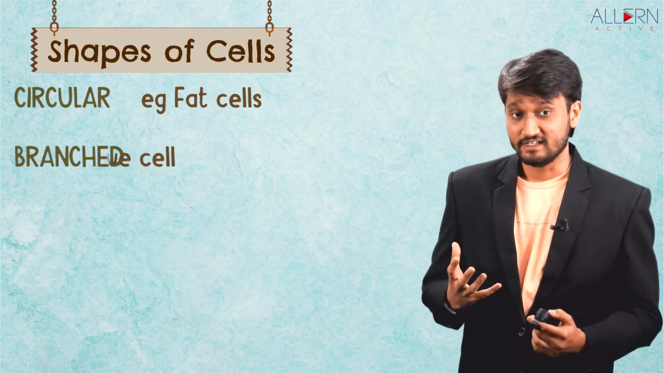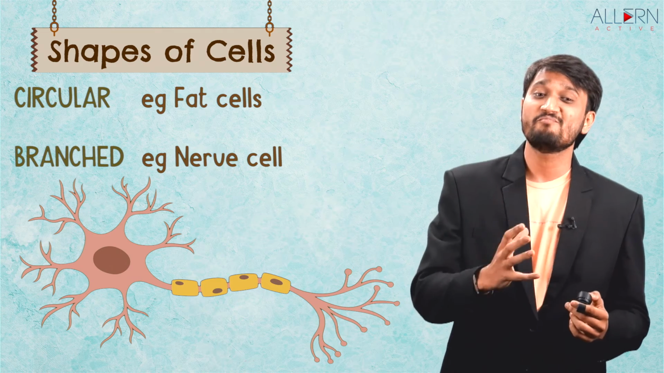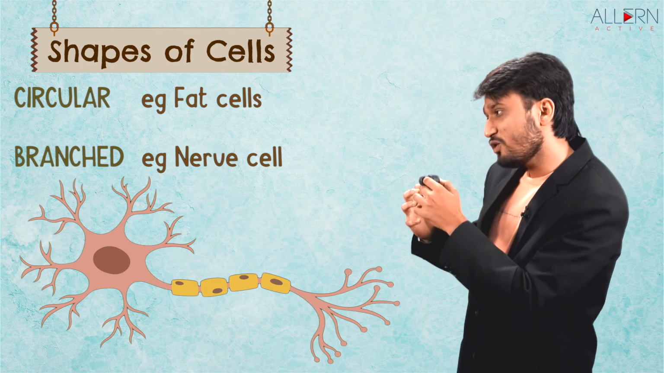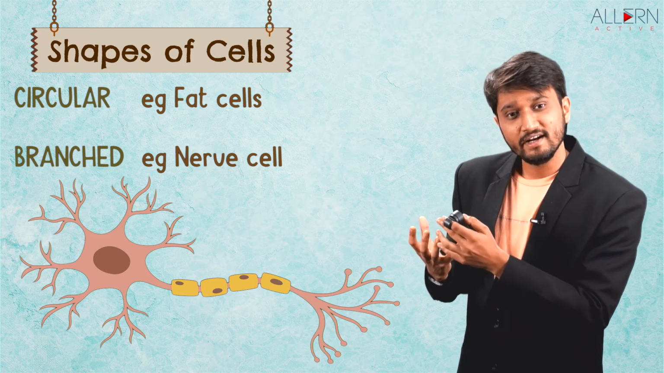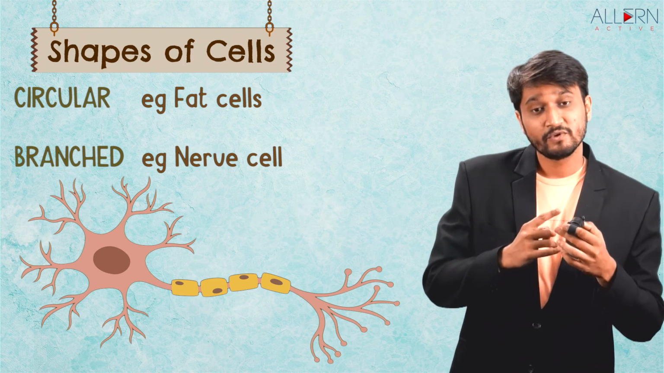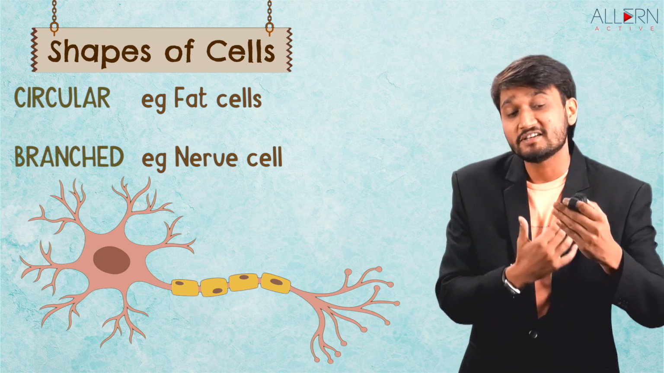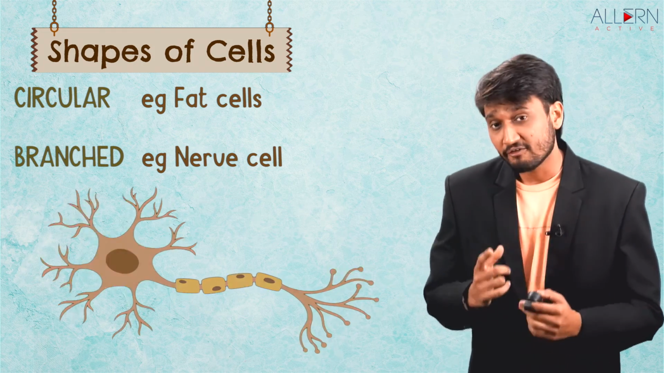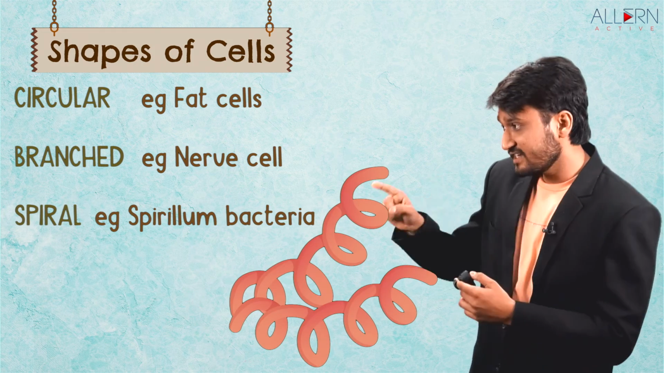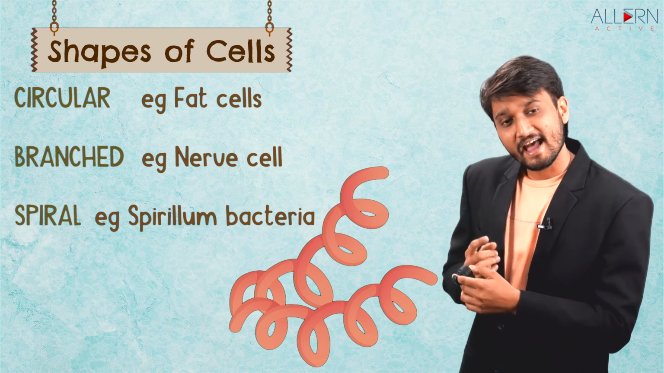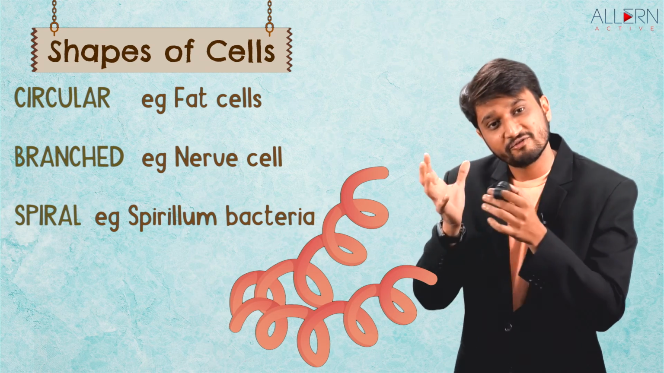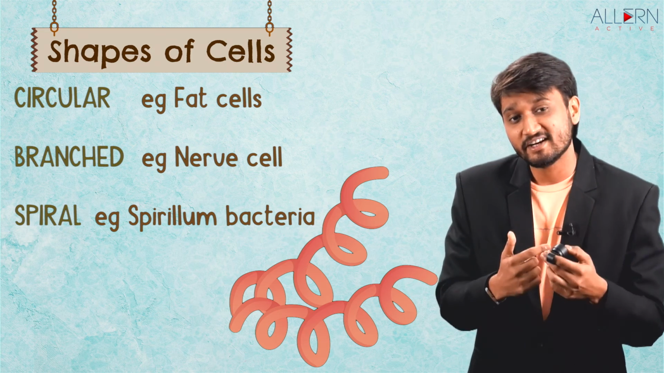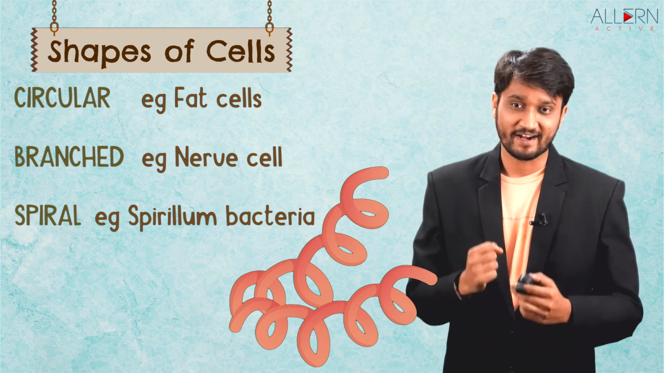There are branched cells, probably one of the most important cells of our body, because this is a nerve cell. You see how branches are coming out of it, right? And one branch would connect to another one. So these neurons are very important in passing messages from one part of the body to another. So they're branched for that purpose. After that, we have spiral cells. You can see, like a spring, they are spiraling. And the organism has also been named after its shape. So it's the spirillum bacteria. It's a bacteria which is spiral in shape, so we call it the spirillum bacteria.